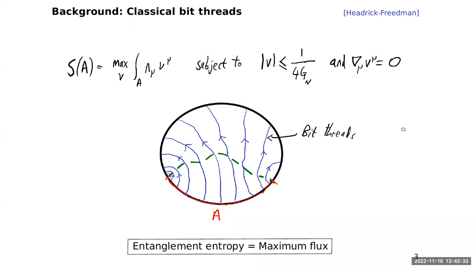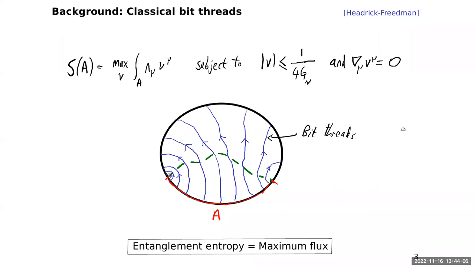And what that prescription is, again, this is our asymptotic AdS disk. To calculate the entanglement entropy of boundary region A, we maximize the flux of a vector field V from that boundary region into the bulk. So it has to start on A and go into the bulk. And it's subject to two constraints. We have the norm bound, the norm of V less than 1 over 4 G Newton, and the divergence of V equal to zero.